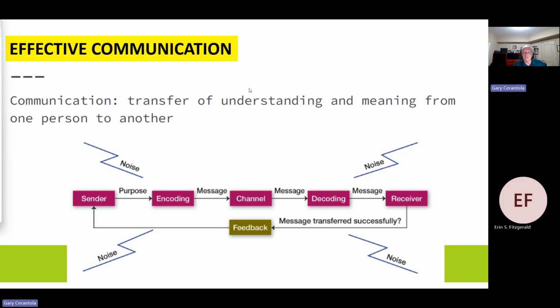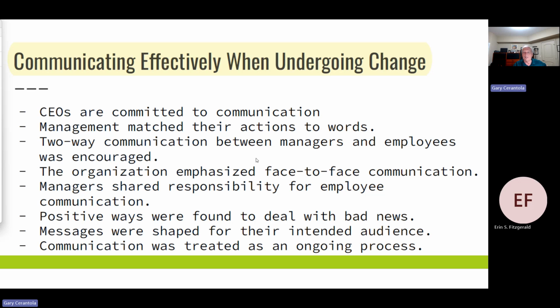So effective communication, here's the actual process that's going on. And it's the transfer of understanding and meaning from one person to another. So this is a key piece. You can see that it's highlighted in yellow, that you should know about that. And it's so important to communicate effectively when you're undergoing change. And when I say change, I mean transformation. CEOs have to be committed and model the change. Management has to, again, model their actions. People are not dumb, all right? If they watch people, and here's something that I learned, all right?